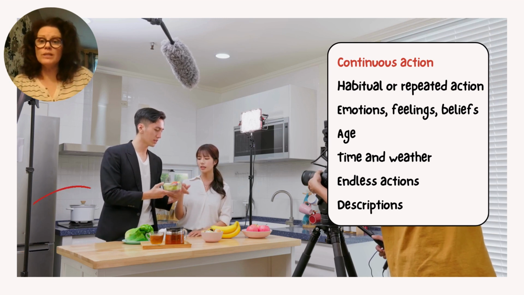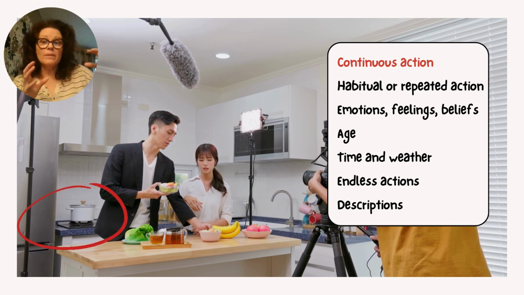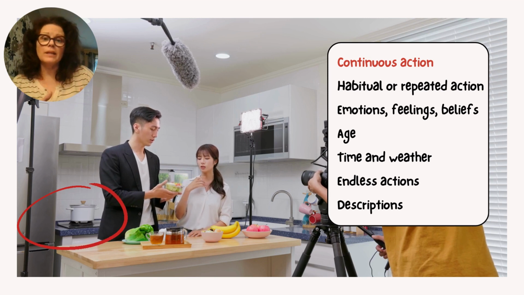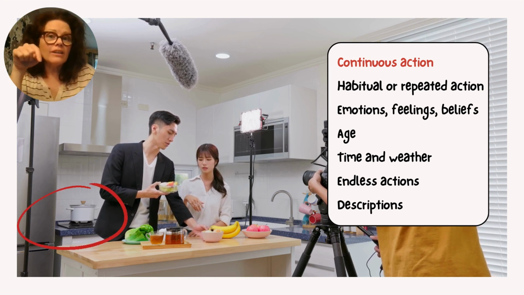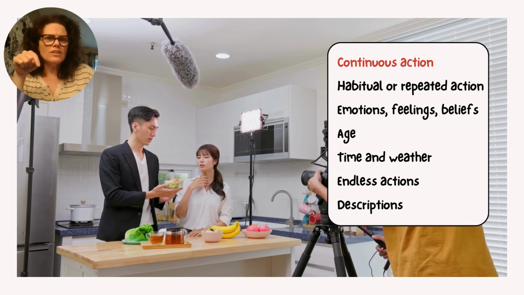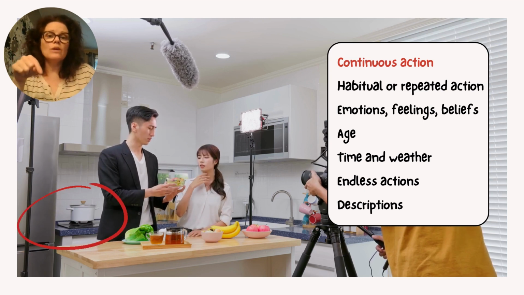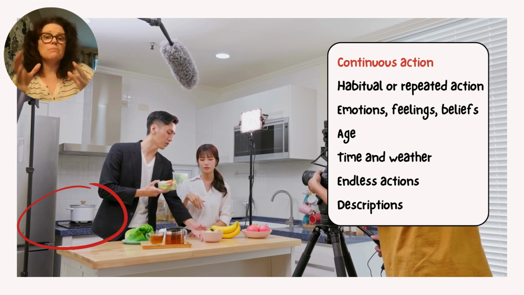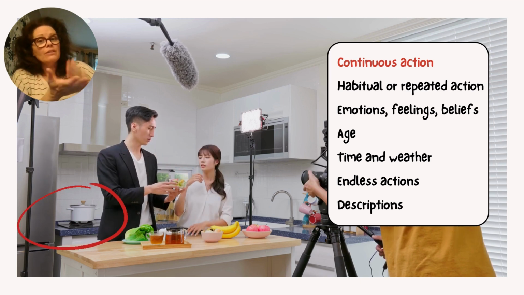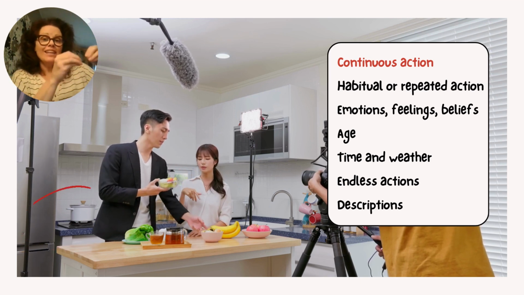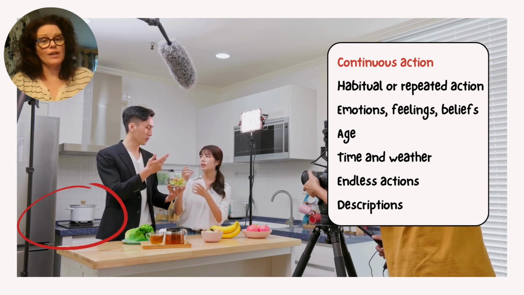There are continuous actions that continue on in the background while the main events are taking place. Take that pot on the stove, for example. What's it doing? Boiling water, perhaps? So the pot boiling water in the background would be an imperfect action to the preterit actions that are taking place in the storyline by the actors in front.